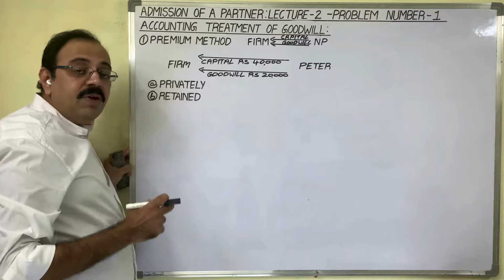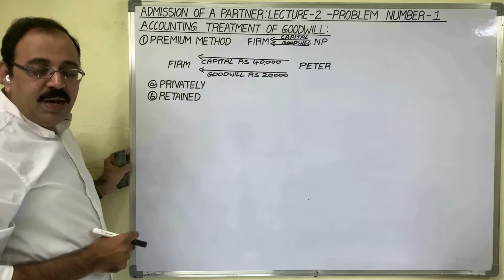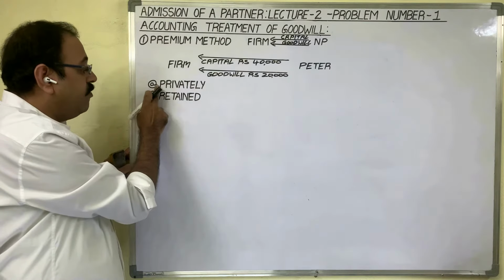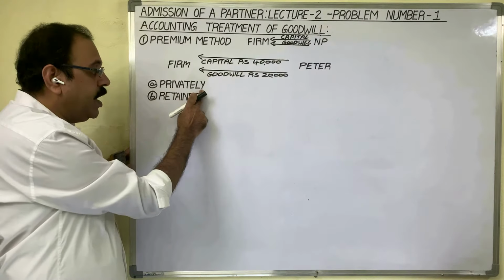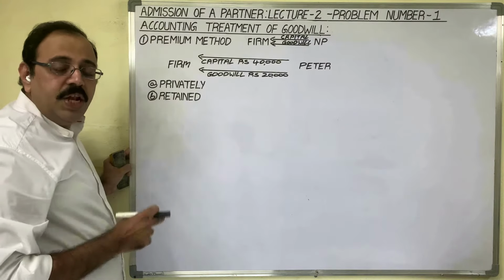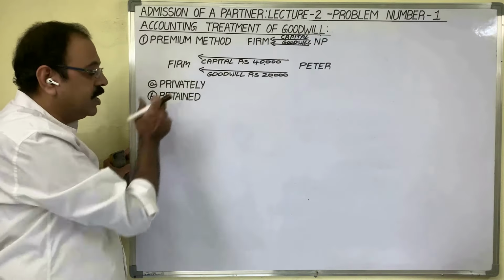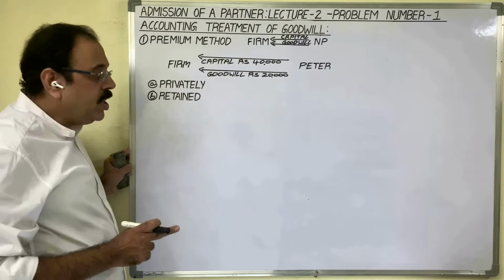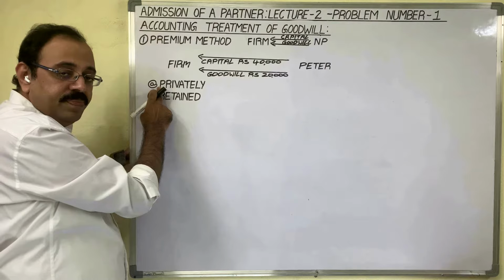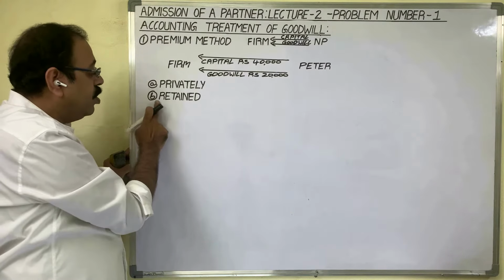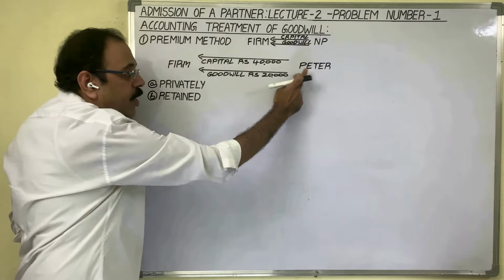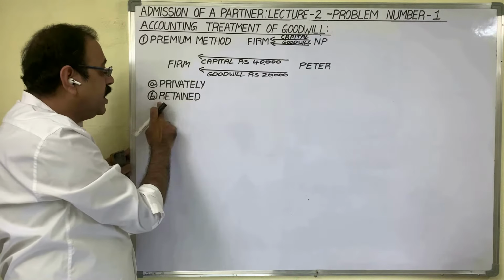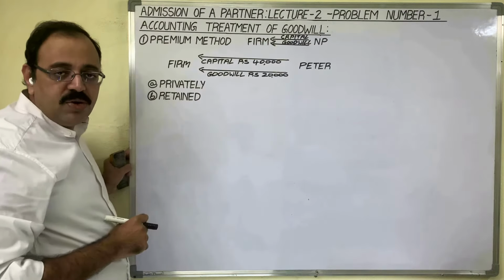Under premium method, we have to adjust the goodwill. In premium method, we have three sub-methods. First one, when goodwill is paid by the new partner privately. In the question, he didn't use this word. Goodwill should be paid by the partner privately. Therefore, it is not premium A. Premium B, when the goodwill amount which is brought by the new partner is retained in the business. Even this word 'retained' he has not given in the question.